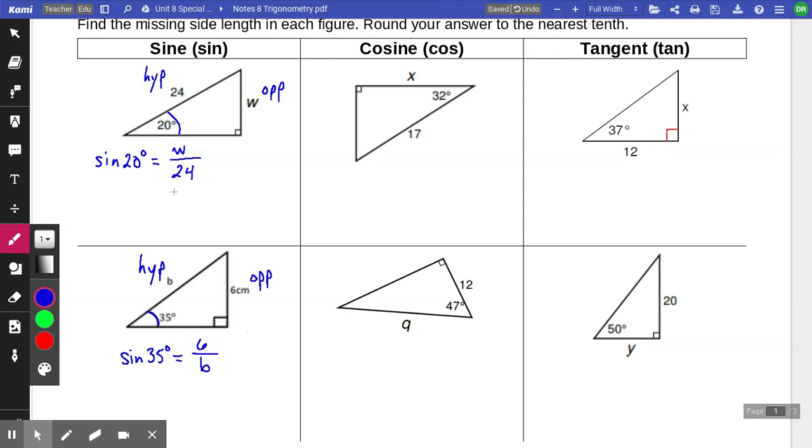And so I chose these two because you notice one case is going to have our variable in the top of the fraction, and the other case has it in the bottom. And we'll talk about how to address that. Okay, so there's the setup for both. Let's go ahead and set up the other two.